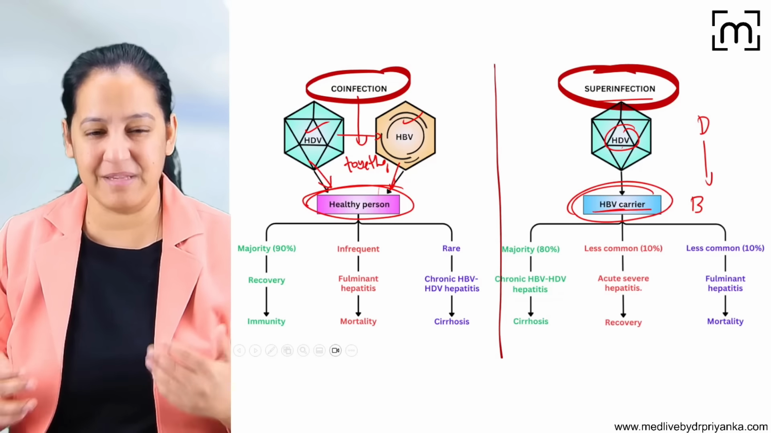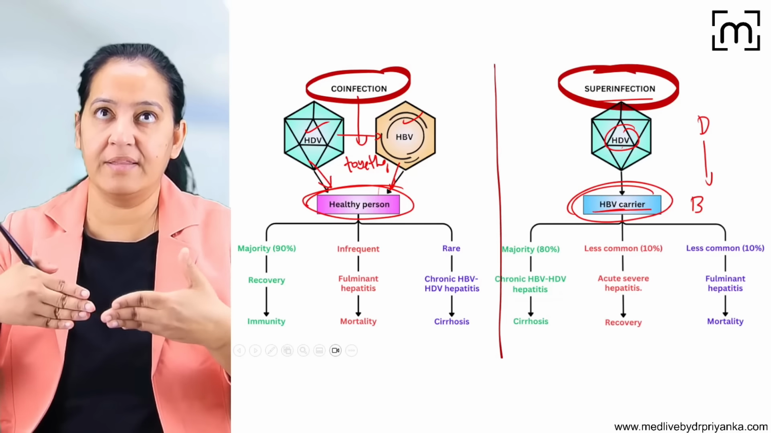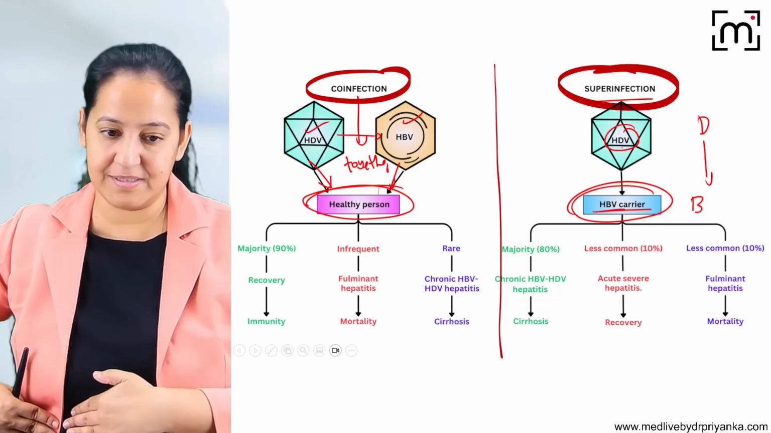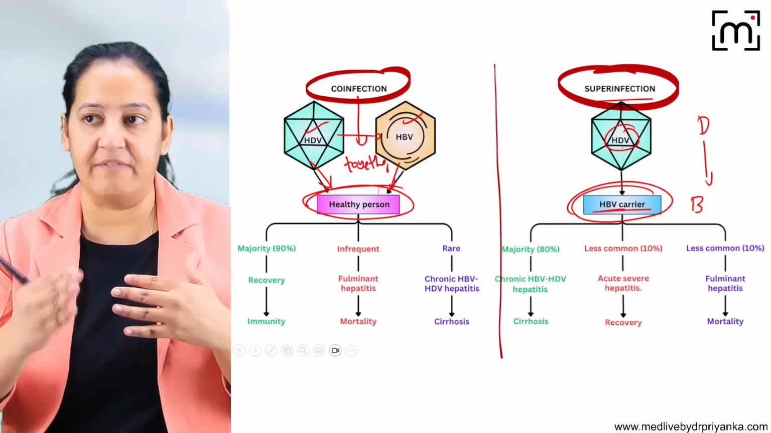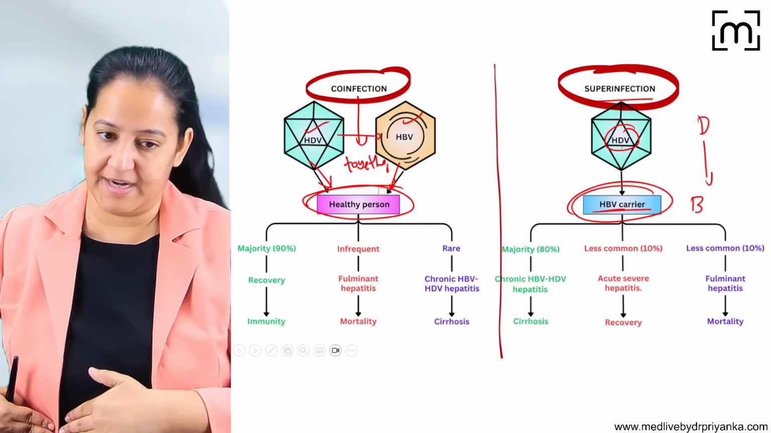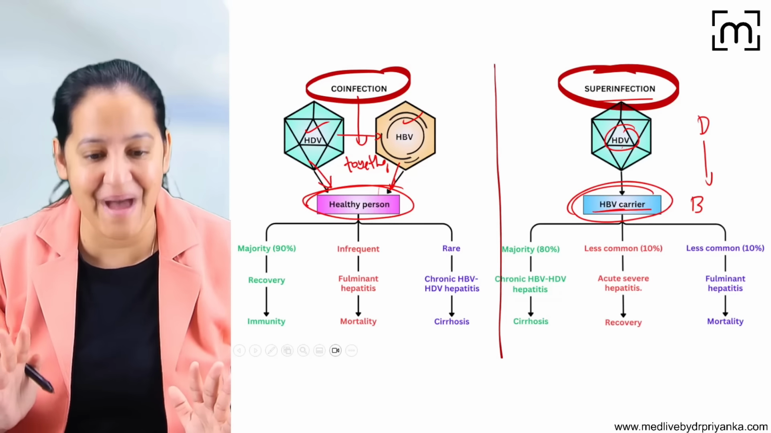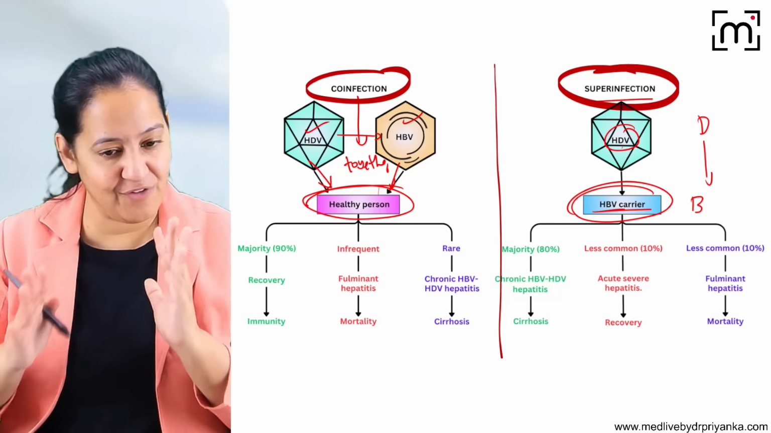You may be thinking, ma'am, does it matter whether they entered together or one by one? If they enter together, you are saying co-infection, and the person has hepatitis. And if they enter one by one, first B and then D, then you are calling it super infection, and then also the person has hepatitis in the liver. Does it matter, co-infection or super infection? Yes, it matters. It matters in the percentage of acute and chronic.